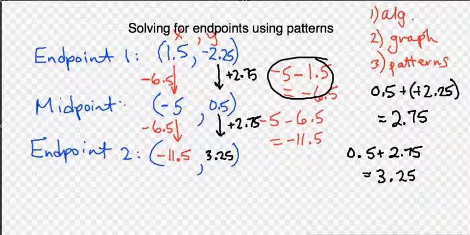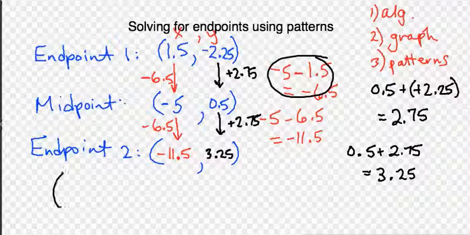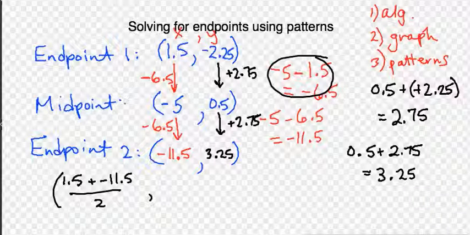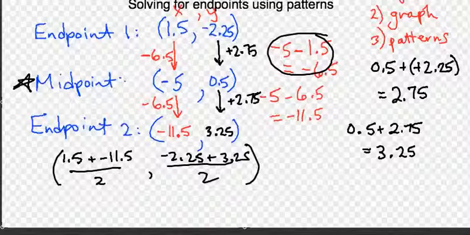Okay, and then you can always check your answer if you're not positive if this is right by using the midpoint formula. So 1.5 plus -11.5 divided by 2. That'll give us our x for the midpoint. And then -2.25 plus 3.25, and then divide that by 2. And when we simplify this, we should get our midpoint. So let's just check to make sure.